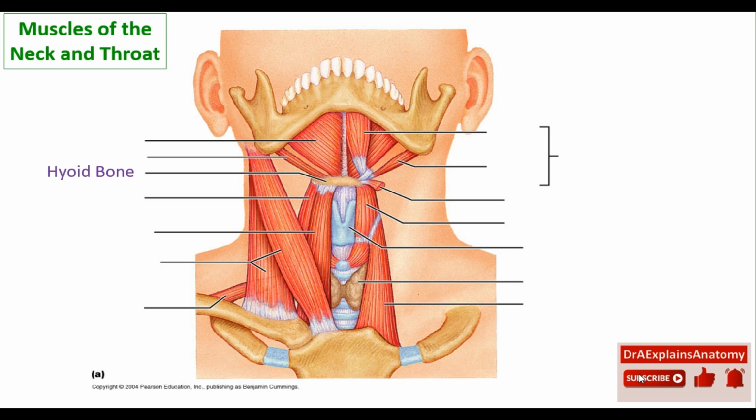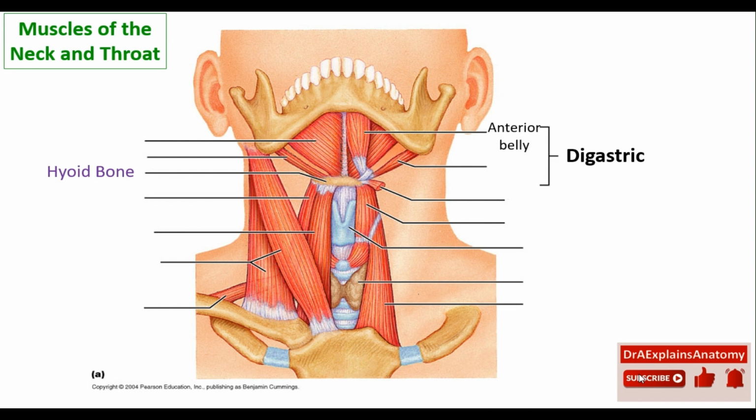Welcome back. In this video, we will go over the muscles of the neck and the throat. Starting with the first muscle, we have the digastric muscle. Di from chew, gastric from belly. The digastric muscle, it has two bellies.